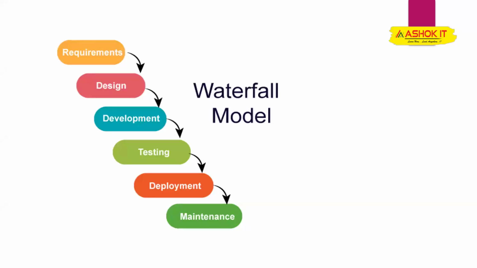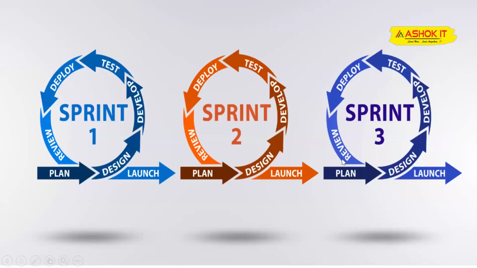But if you go for the waterfall model, the client will see the project at the end. And if you go for Agile methodology, every 1 month, project delivery will be available for the client. The delivery that we are giving to the client every 1 month is called one sprint. In every sprint, planning, designing, developing, testing, deploying, and review will be available.